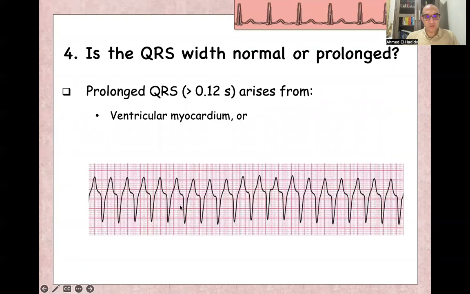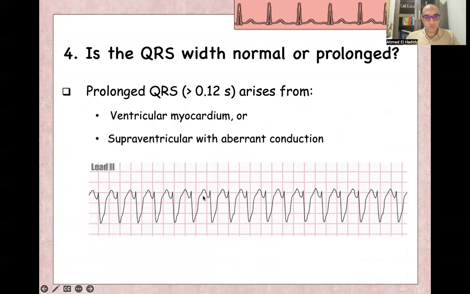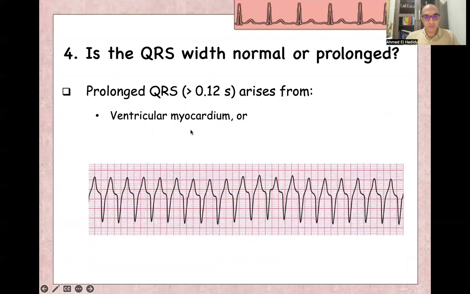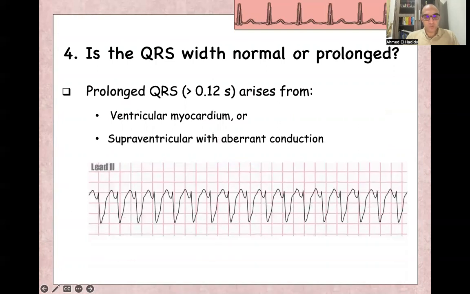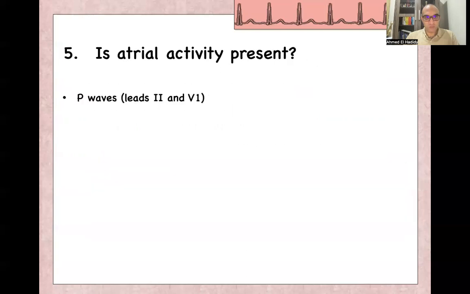This means either the QRSs originate from the ventricle itself, or from above the ventricle, supraventricular, but with aberrant conduction or bundle branch block. So either it's a ventricular arrhythmia like ventricular tachycardia, or supraventricular with aberrancy in conduction or bundle branch block, either right or left bundle branch.